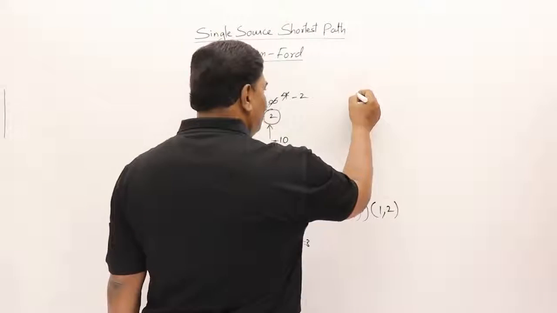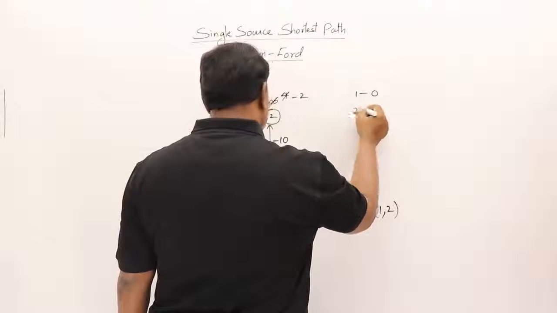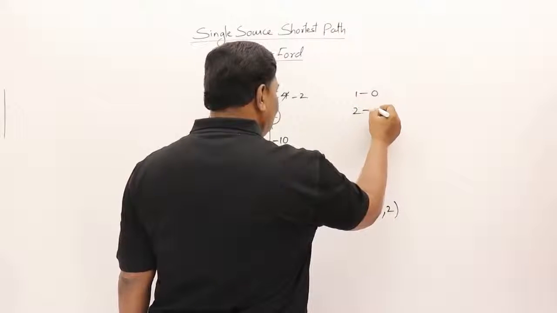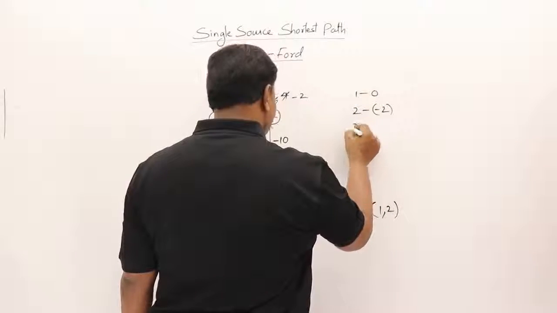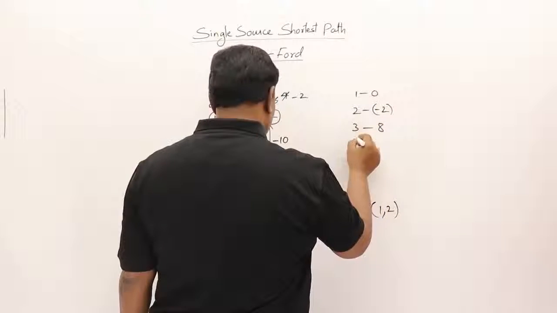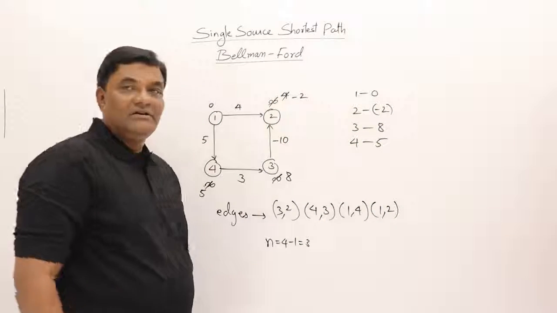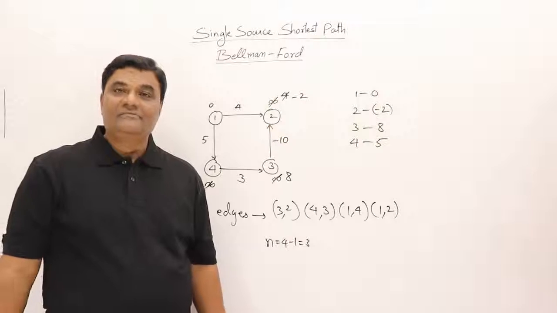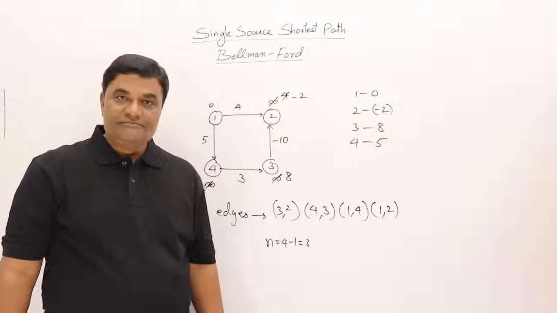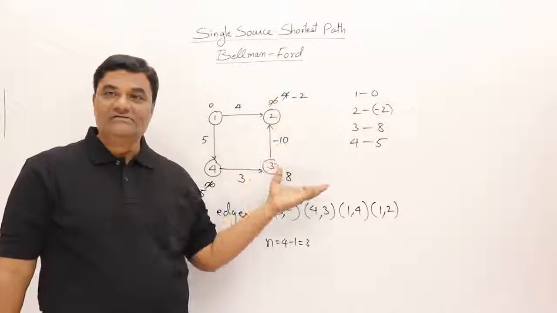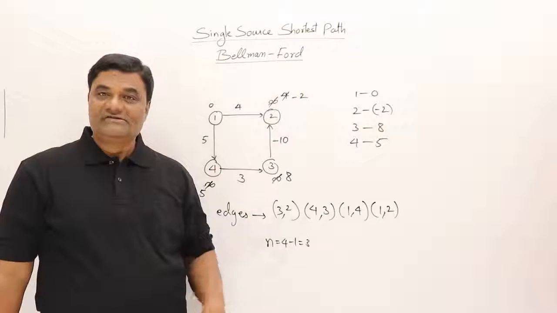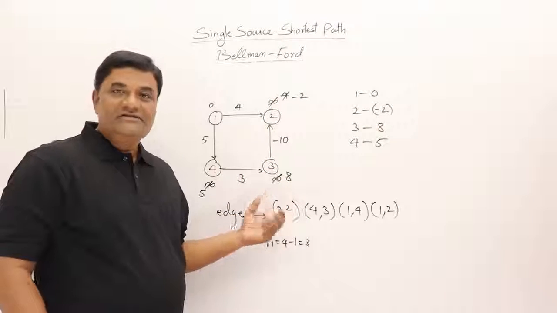So what are the shortest paths? Vertex 1 is 0, vertex 2 is minus 2, vertex 3 is 8, vertex 4 is 5. These are the shortest paths from the starting vertex 1. So Bellman-Ford has got the answer even when there are negative edges. So this is the answer.